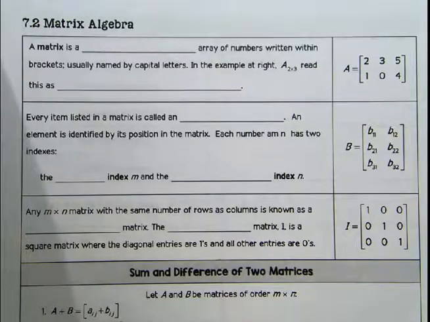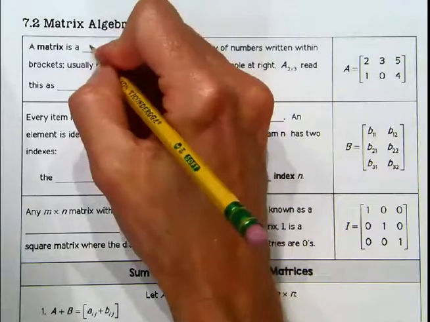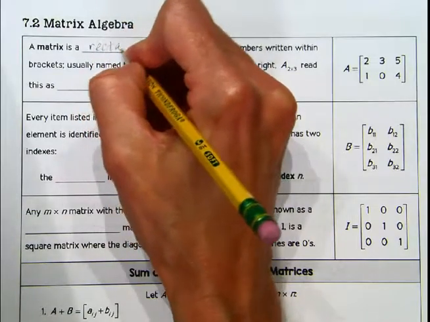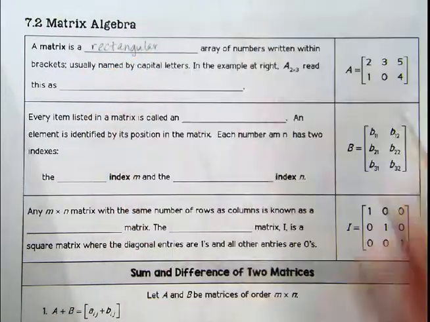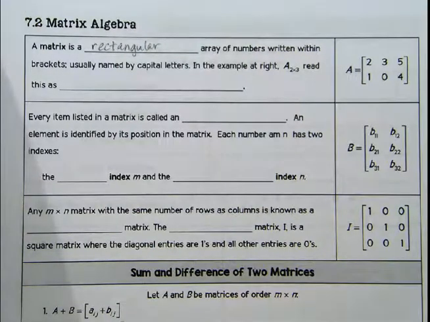Okay, this is lesson 7-2, Matrix Algebra. Now, a matrix is a rectangular array of numbers. So rectangular goes here. A rectangular array of numbers written within brackets, usually named by capital letters.